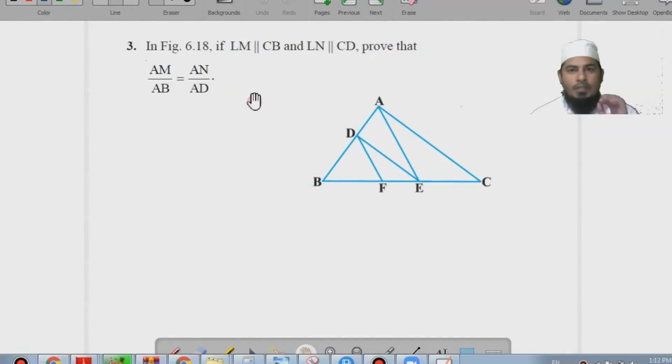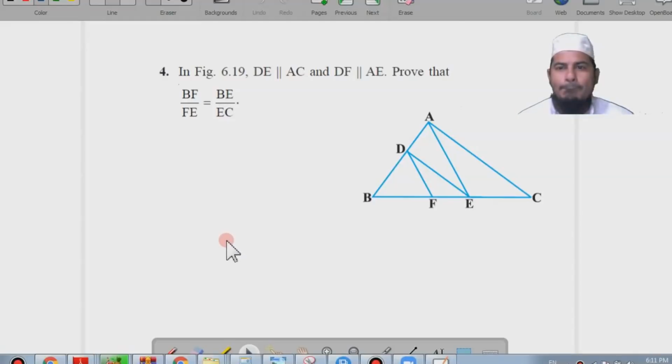Here is the question. In figure, if LM is parallel to CB, LM is parallel to... Welcome. Here comes the fourth question. In figure, DE is parallel to AC, DF is parallel to AE. Prove that BF by FE is equal to BE by EC. How to do this problem?